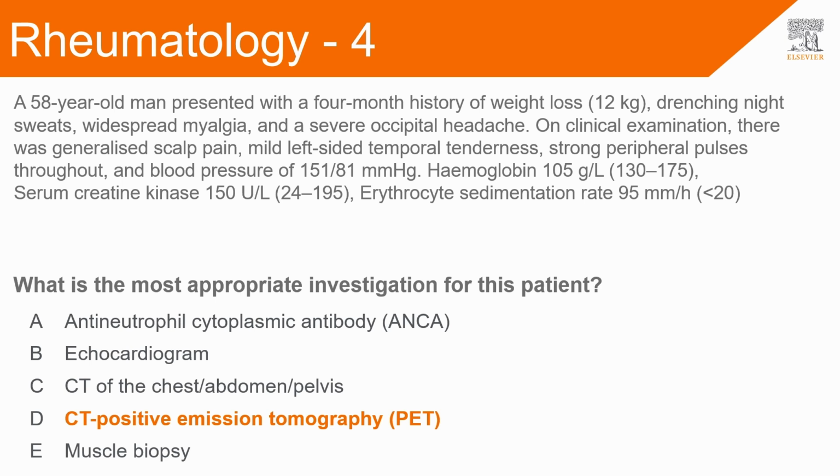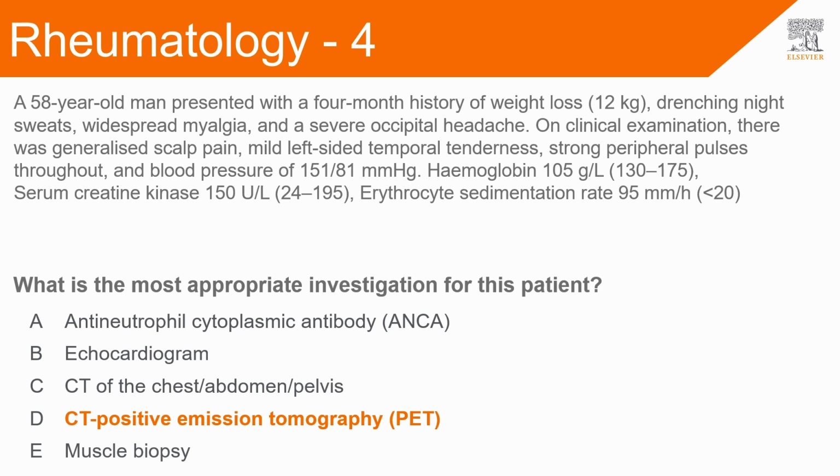If we think this is GCA, why do we choose D? Let's go through each one in turn. Why isn't it ANCA? Well, ANCA would be relevant if you were thinking about small vessel vasculitides, so granulomatosis with polyangiitis, GPA, or microscopic polyangiitis, MPA. But with this patient's presentation, with this scalp pain and temporal tenderness, that tells me it's GCA, giant cell arteritis. This is a large vessel vasculitis. So ANCA would not be appropriate at this stage. ANCA is used for small vessel vasculitic disorders.